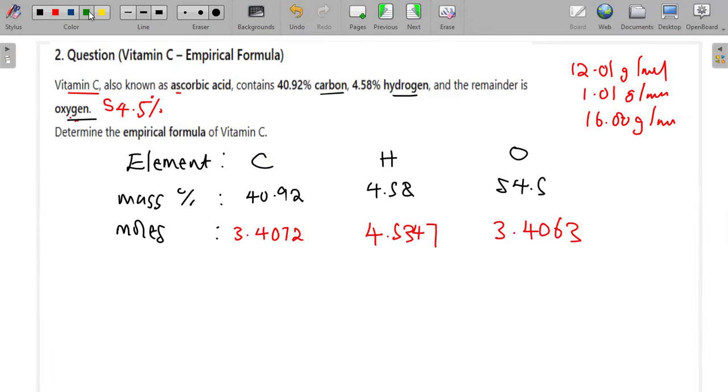And now I ask myself, because the next thing is to find the ratios, which one of these numbers here is the smallest? So this is 3.4072. This is 3.4063.